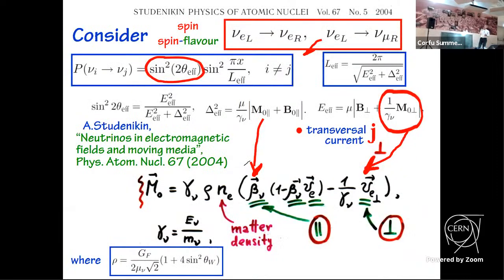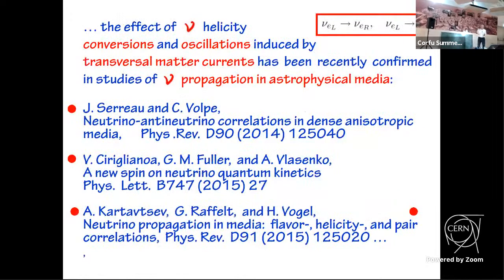In this paper, I calculated for the first time the probability of spin oscillations in transversal matter current, and the amplitude is determined by this effective E. If we switch off the electromagnetic part, the remaining part is exactly the contribution from weak interactions of neutrinos with the transversal currents. So indeed, it is possible to produce spin and spin flavor oscillations due to weak interactions with transversal matter currents, or in the case when matter is polarized transversally. This effect was confirmed independently by three groups of people.